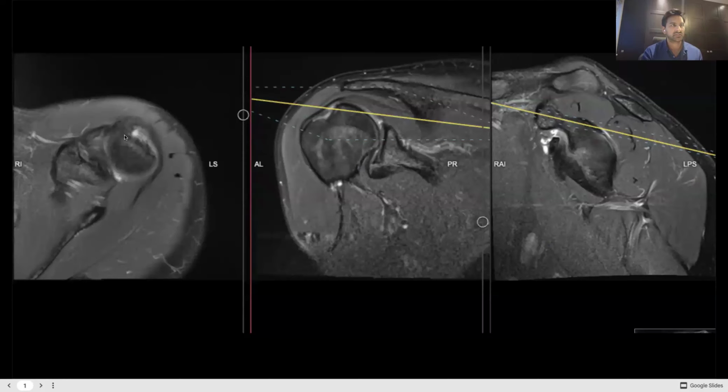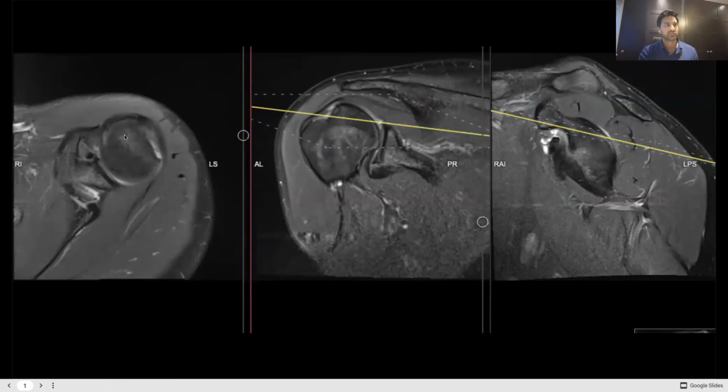We're going to keep our eye on this area over here. Now, the humeral head should be a nice circle all the way around. But do you remember the X-ray that we saw earlier? We saw a little dent on the superior lateral aspect of the humeral head. You can see that dent sitting over here, like a really big dent.